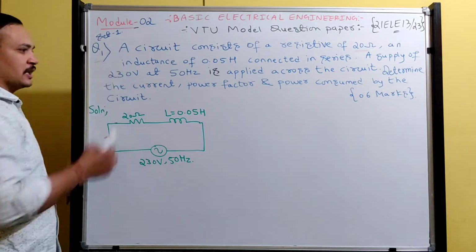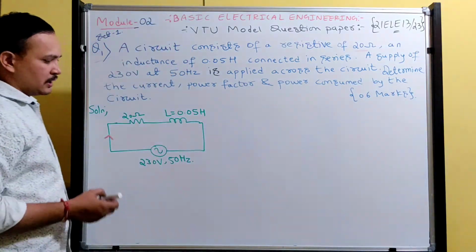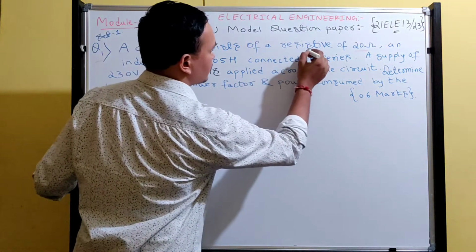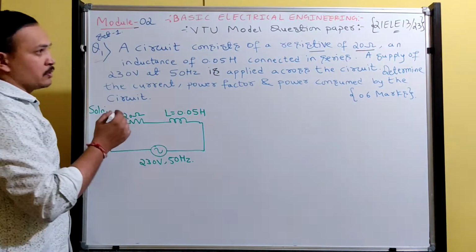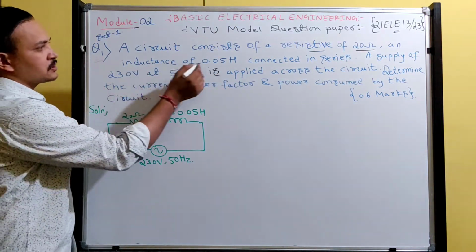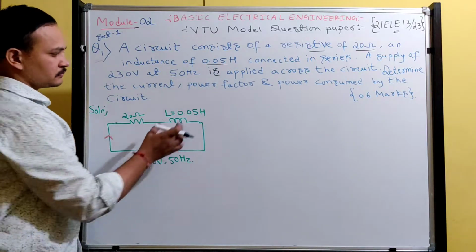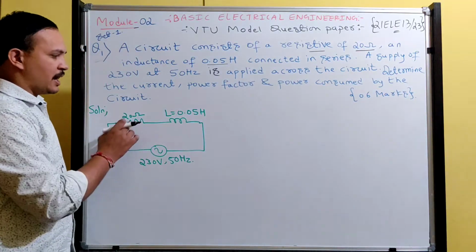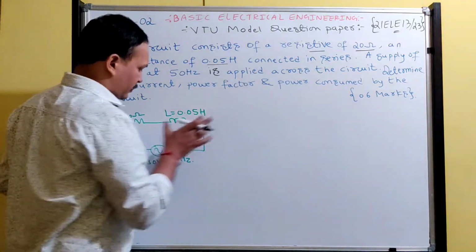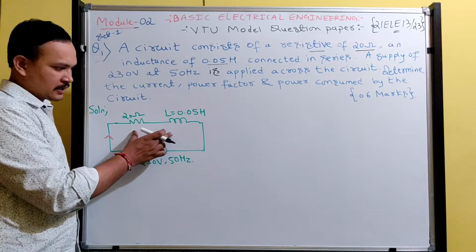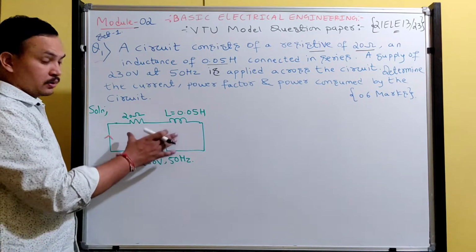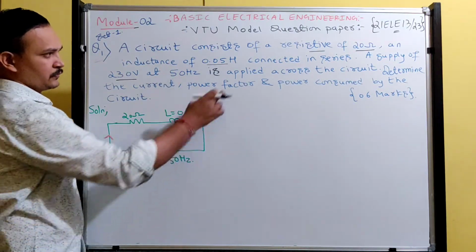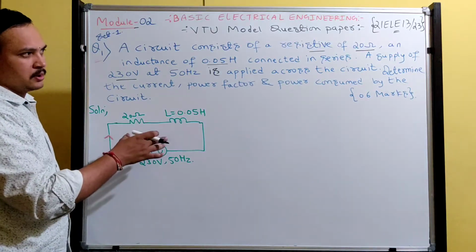This question was asked in set 1 for 6 marks. Let me read the question and understand. A circuit consisting of a resistance of 20 ohm and an inductance of 0.05 Henry are connected in series. So R and L are connected in series. A supply of 230 volt at 50 Hz is applied across the circuit.